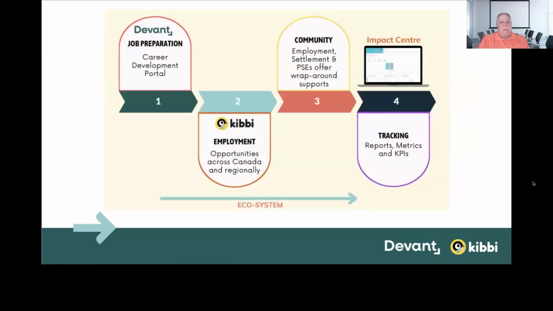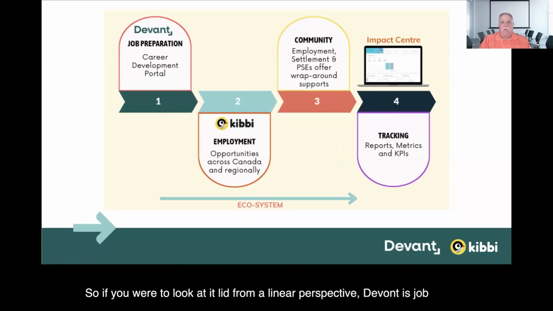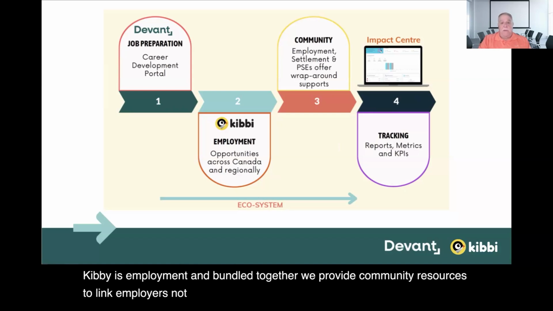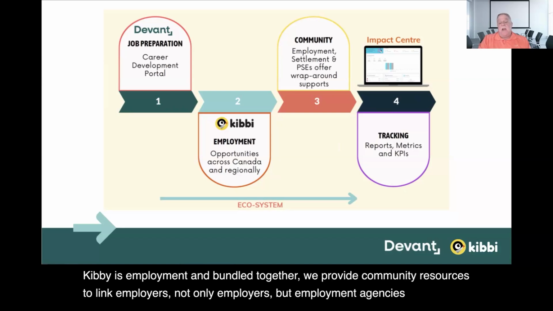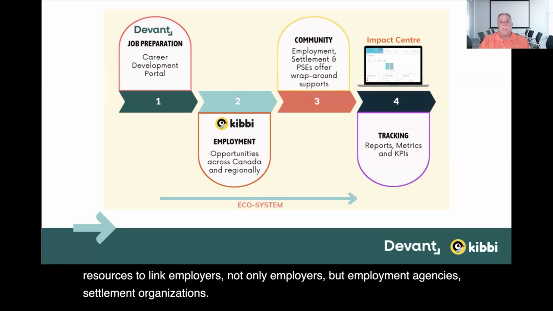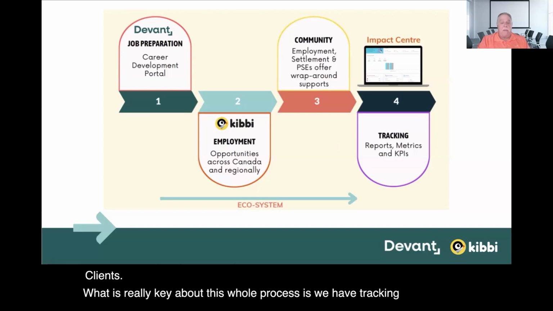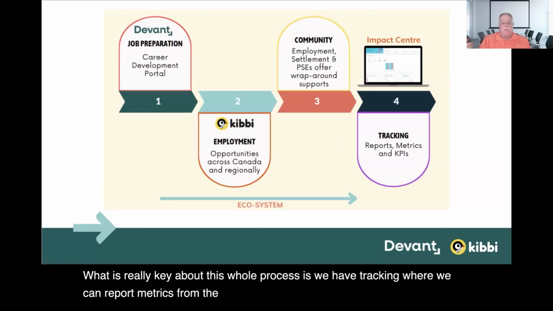So if you were to look at it from a linear perspective, Devant is job prep, Kibbe is employment, and bundled together, we provide community resources to link employers, not only employers, but employment agencies, settlement organizations, and associations to talented and skilled clients. What is really key about this whole process is we have tracking where we can report metrics from the job prep to the employment stage, and we call that our impact center.